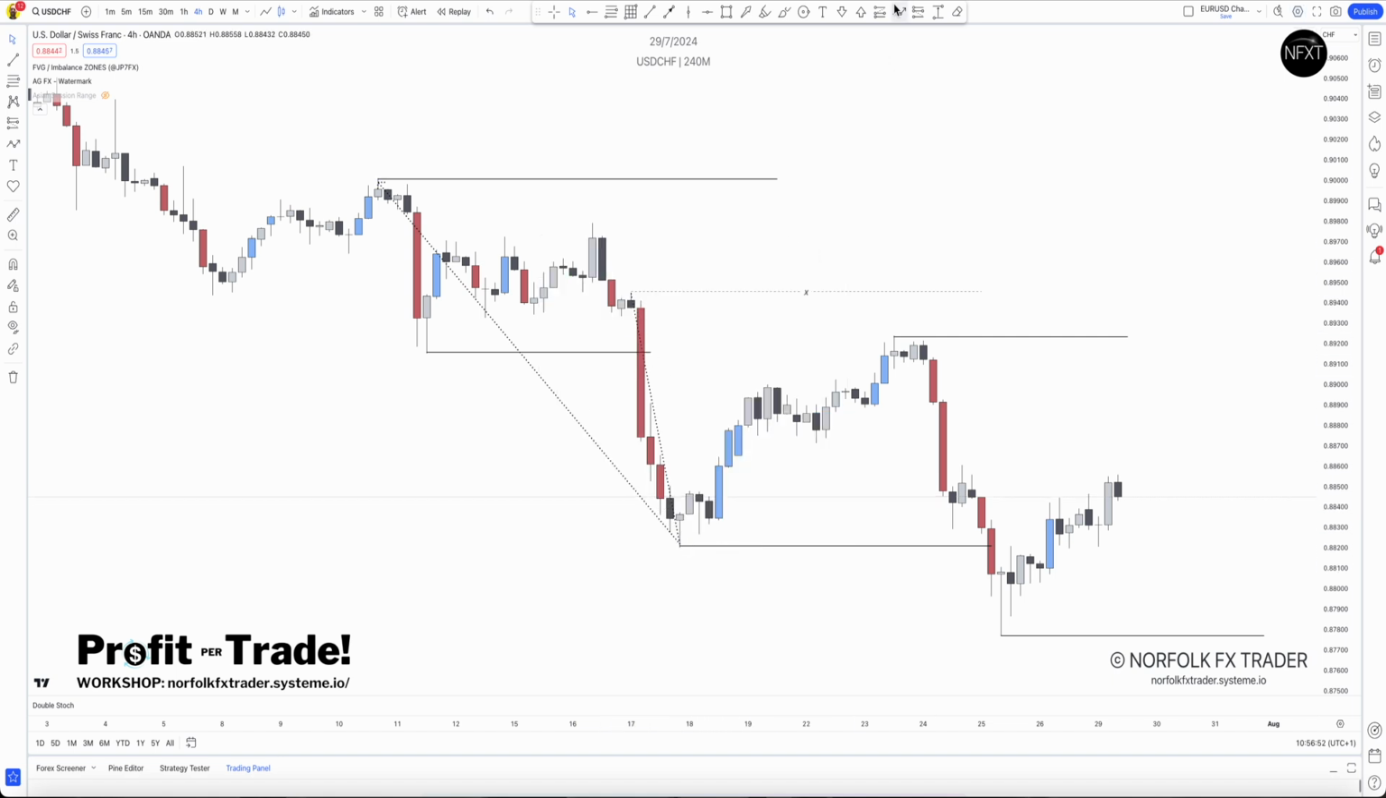So what we're looking for is price to pull back inside this area. Now we look at where price is going to come back into. Well, we could mark out this area of imbalance. This is an ideal area we expect price to pull back into for another move to downside.